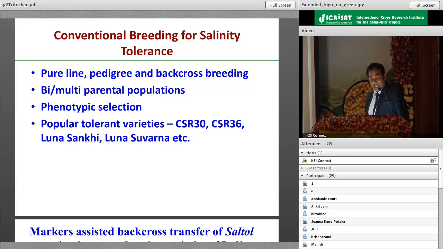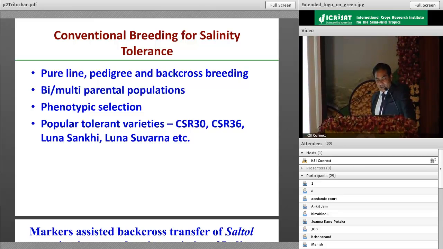There have been pure line, pedigree, and backcross breeding efforts in the country and elsewhere to develop salt tolerant varieties. Biparental and multiparental populations have been developed, and phenotypic selection largely has been carried out in the country and elsewhere. And there are varieties in the country and elsewhere which have been developed, for instance, CSR30, CSR36, and so on and so forth.